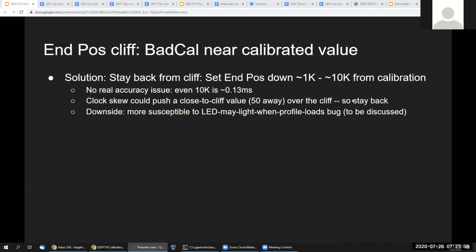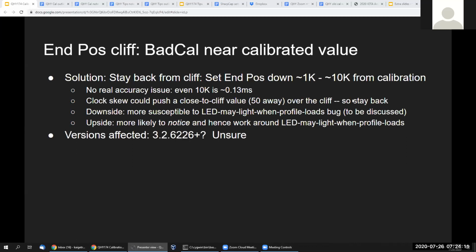The downside to this is it walks into another bug that I'll talk about. The LED for the calibration can accidentally light when you reload a profile. But the upside is at least we're more likely to see it, because if we have End Pos fully lit, we're more likely to see it. But we'll get into that more. As for the versions affected by this issue, I think all the recent versions that have the big counters, 6226 and later. I think, not entirely sure.